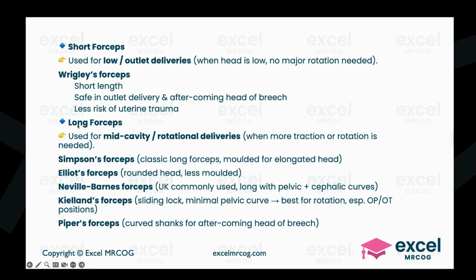Piper's is the preferred one for the after-coming head, allowing the curvature of the shanks to accommodate the baby. If this is given, choose this one. However, if it's not, you can sometimes go for a Wrigley's. Longer forceps have certain categories. There would be Simpson's, Elliott's, Neville Barnes. Kielland's is the rotational one.